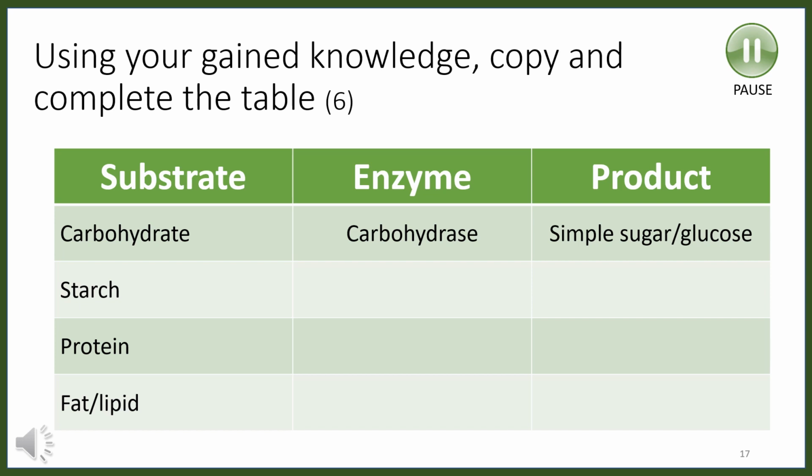Now we've looked at starch, we've looked at protein, and we've looked at fat. So I want you to record in what the enzyme is called and what the product that was produced after the breakdown is called for that. So there are 6 sections there for you to fill in, hence the 6 marks.